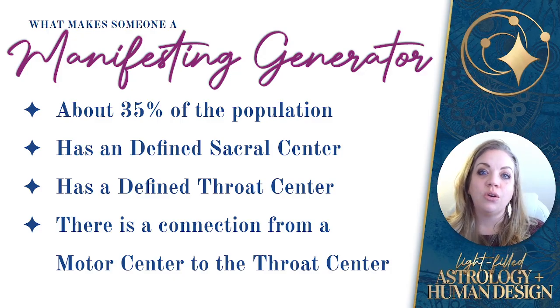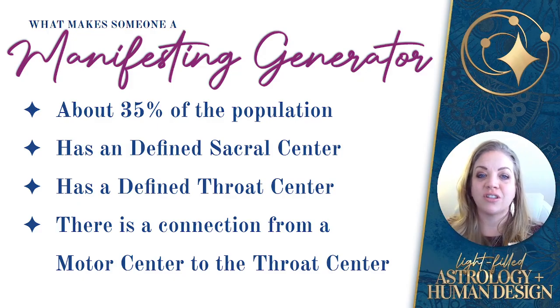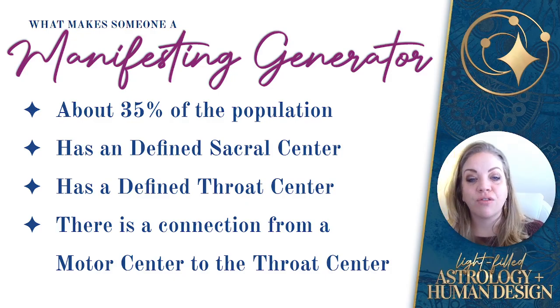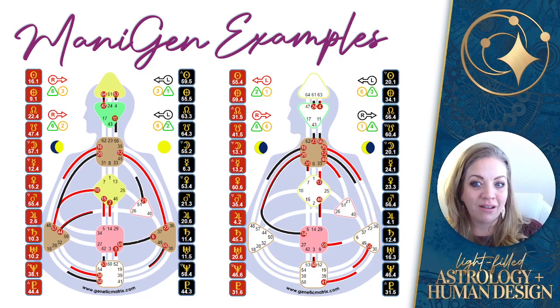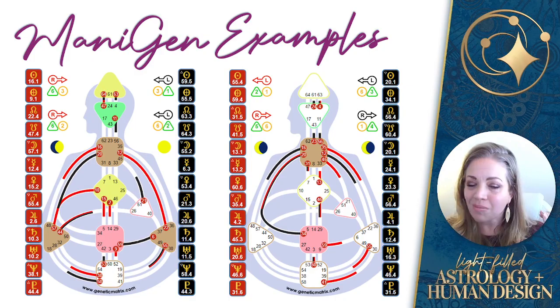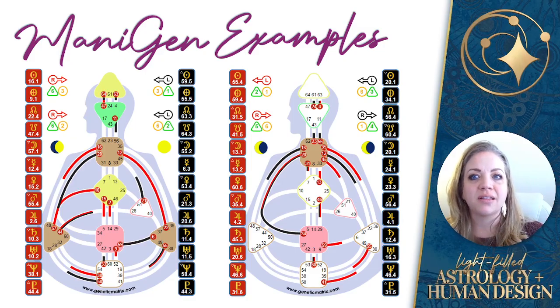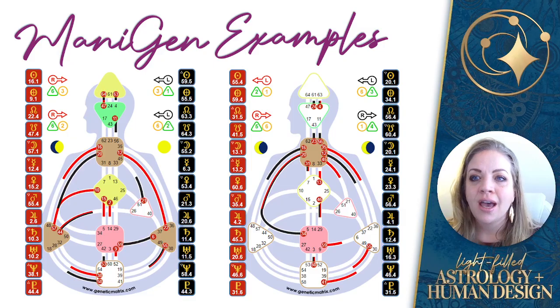The way that you know that you are a manifesting generator, if you're just looking at a body graph, is there's a defined sacral center, there's a defined throat, and there is a connection from a motor center to the throat center. Like with manifestors, they have a connection from a motor center to the throat, but they don't have a defined sacral. The manifesting generator is a hybrid, if you will, of both the manifestor and the generator, which is why they're called manifesting generators. And sometimes we call them manigens or mangens.